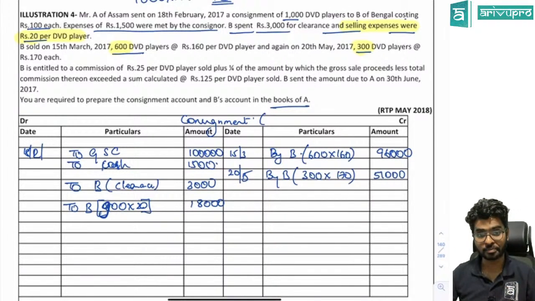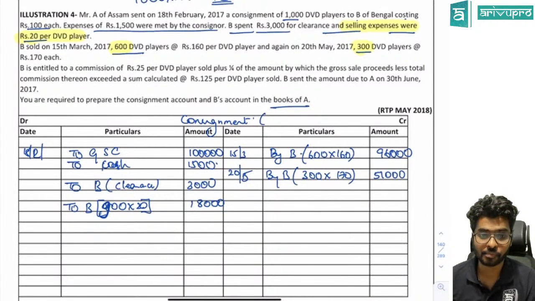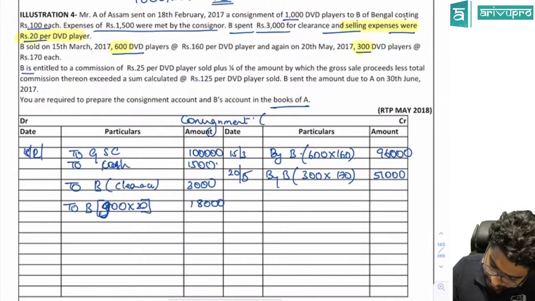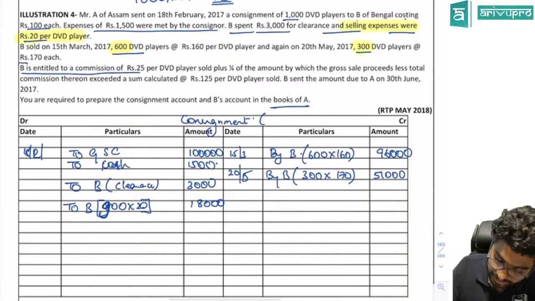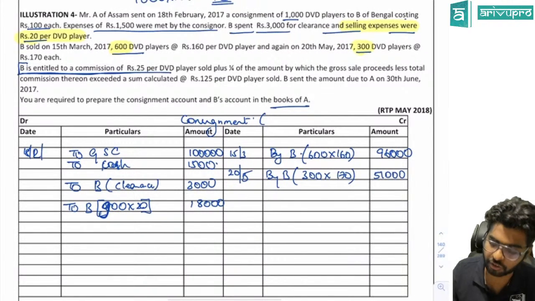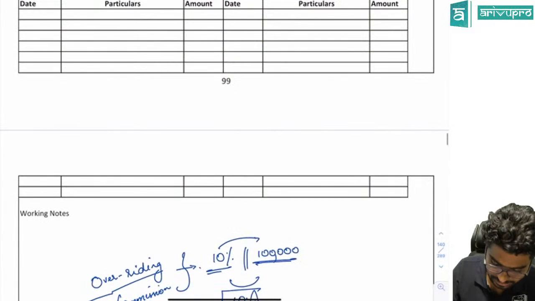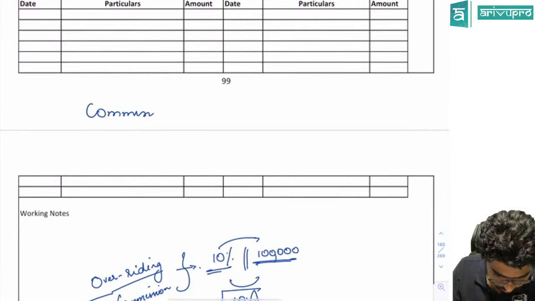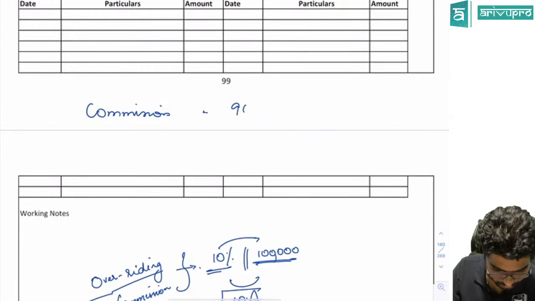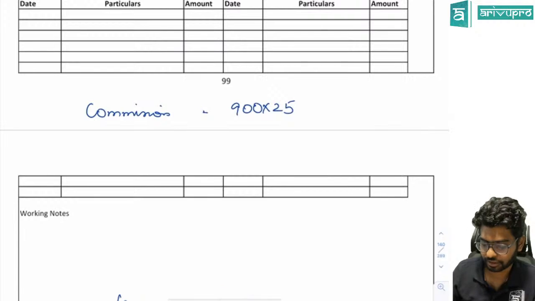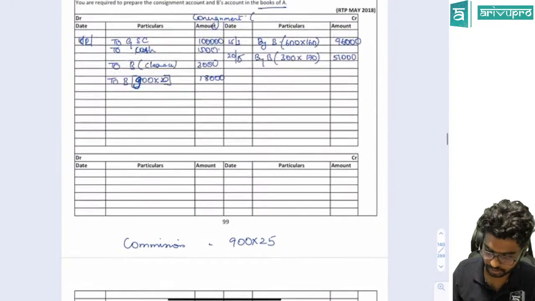Now comes the drama of commission. Now what are they saying with the commissions here? B is entitled to a commission. This journal entry itself is 2 marks, so everyone see here. B is entitled to a commission of 25 per DVD player. That means, can I say his commission is 900 into 25? Correct? He has sold 900 units.